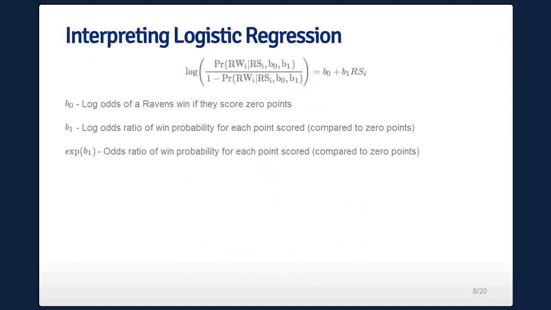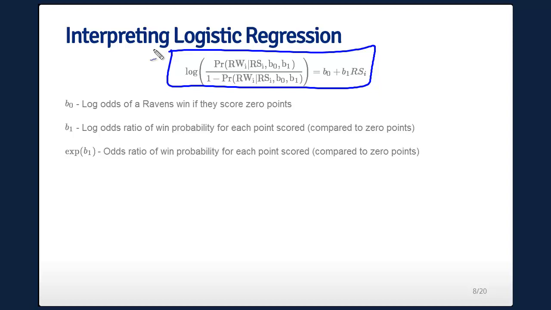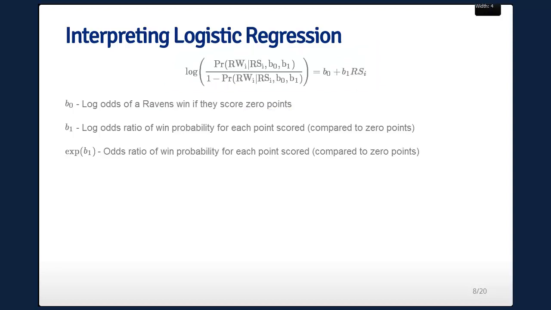Now we have the equation rewritten. How do we interpret these? Beta 0 is the log odds of the Ravens winning if they scored 0 points, because if I just plugged in 0 there, that term would go away and we just have beta 0. Beta 1 is the log odds ratio of win probability for each point scored.